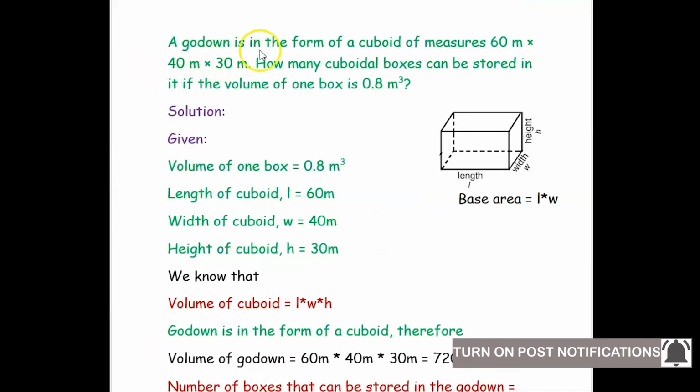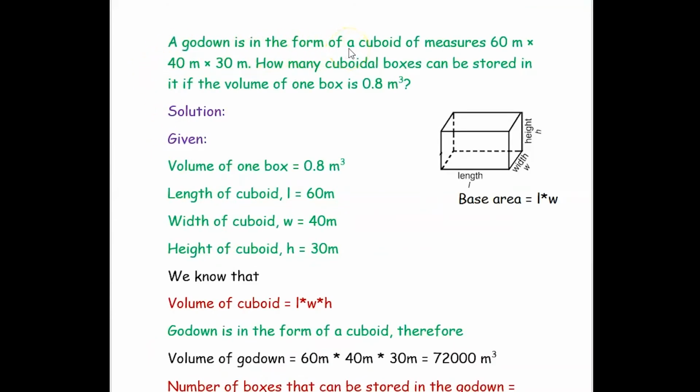Next question. A godown is in the form of a cuboid of measures 60 meter into 40 meter into 30 meter. How many cuboidal boxes can be stored in it if the volume of one box is 0.8 meter cube? What is given? The volume of one box is 0.8 meter cube. The godown is in the form of a cuboid, and a cuboid has 3 dimensions. Length is given as 60 meter, width of the cuboid is 40 meter, and height of the cuboidal room is 30 meter.